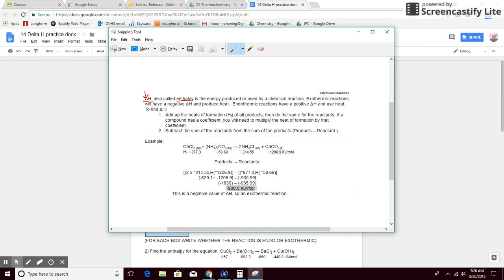You guys hopefully read yesterday about endothermic and exothermic reactions. Endothermic reactions have a change in energy and they use heat. They absorb heat from their surroundings. And exothermic reactions produce heat, so we say that it has a negative delta H. The way that we find this is we use something called the heat of formation.